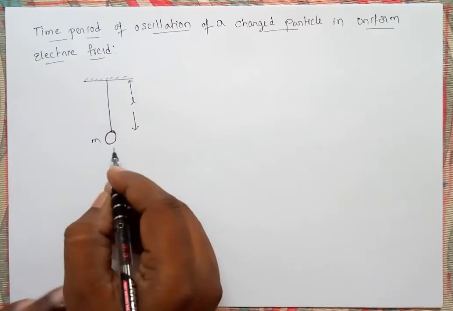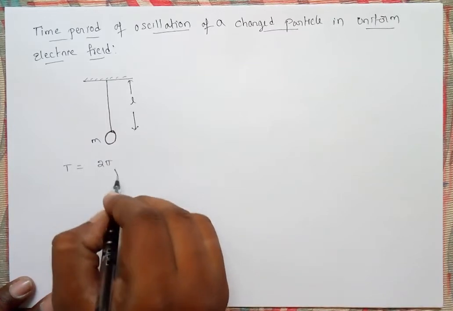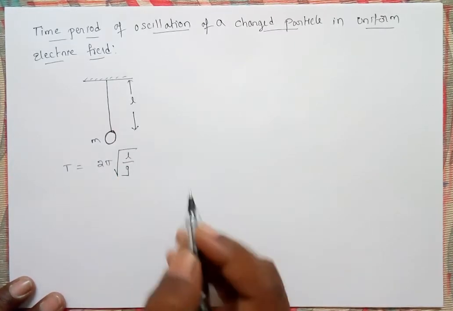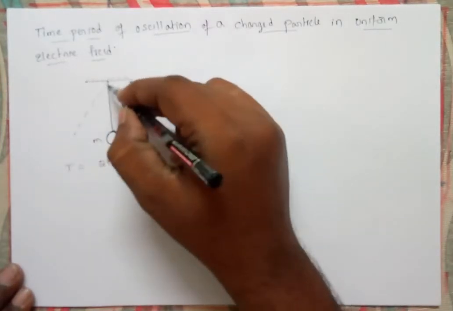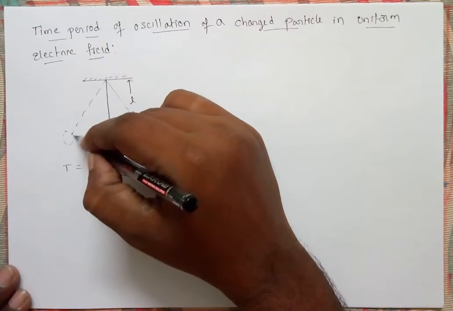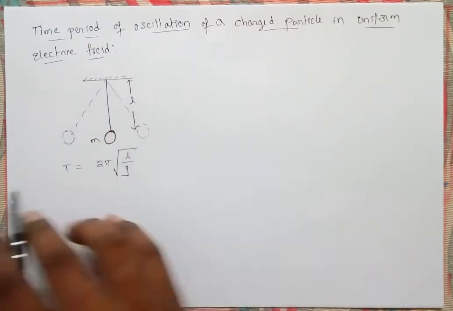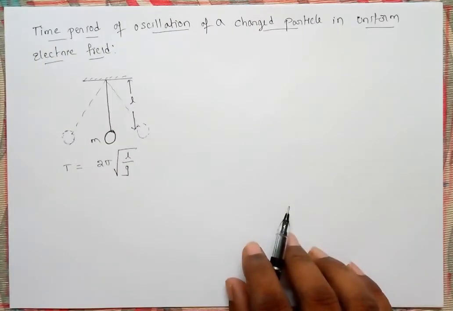And what is the time period of it? Already we discussed, that is T equal to 2 pi into root over L by g, when it is oscillating in a gravitational field. So the time period expression is T equal to 2 pi into root over L by g.